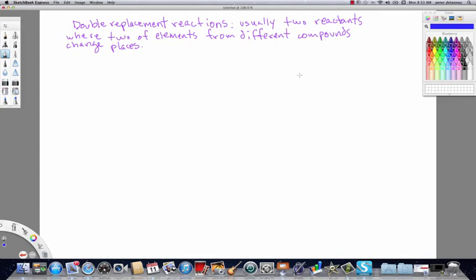Okay, this is going to be the last video in the playlist that deals with different classes of chemical reactions. In this discussion, what we're going to do is deal with what we call the double replacement reaction. And I've written kind of a general definition for this. These kinds of reactions usually involve two reactants where an element from each of the two reactants changes places.